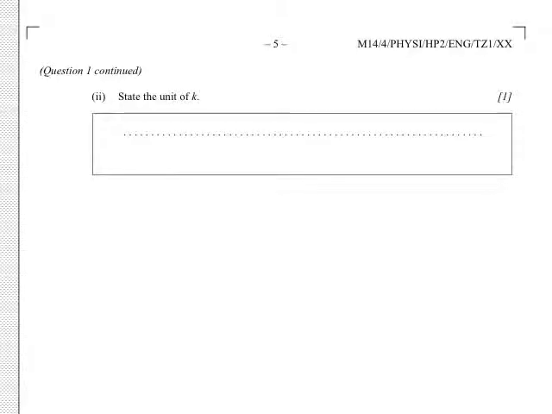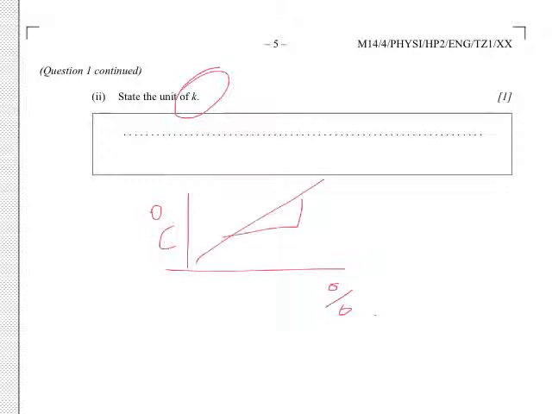This is a very straightforward question. The unit of K, well, it's temperature in degrees, and there are no units on this axis, so the gradient would have units of degrees.